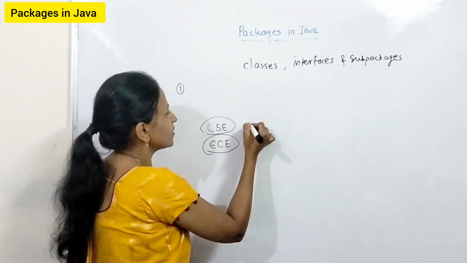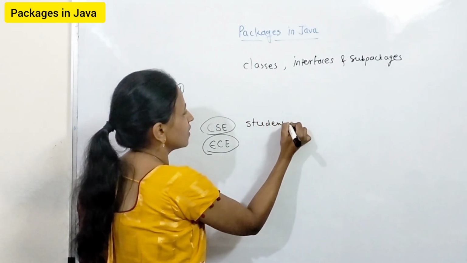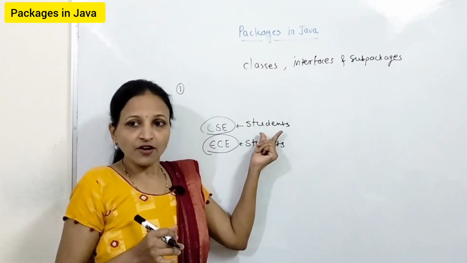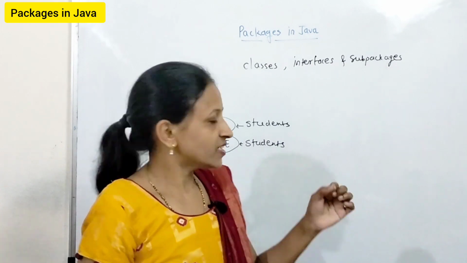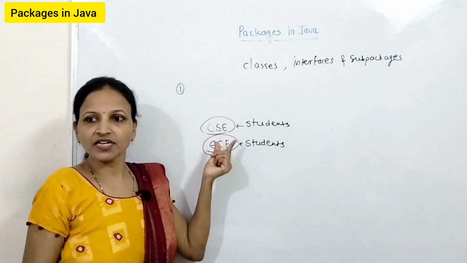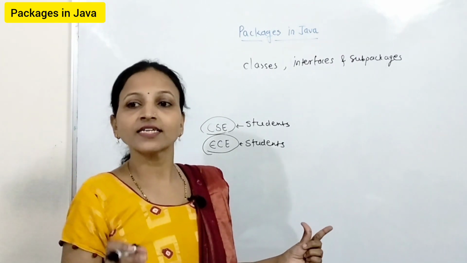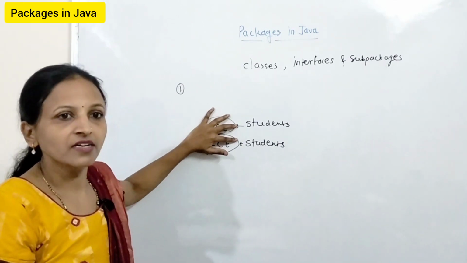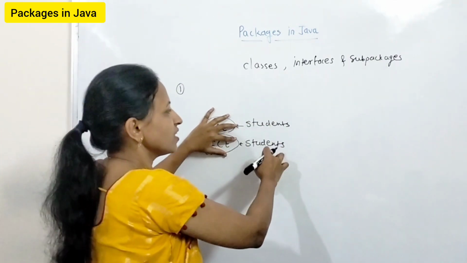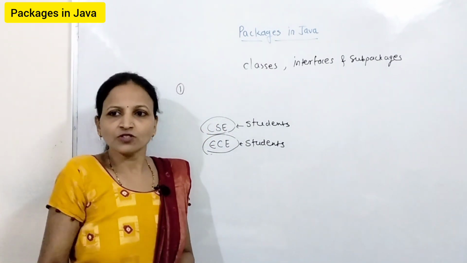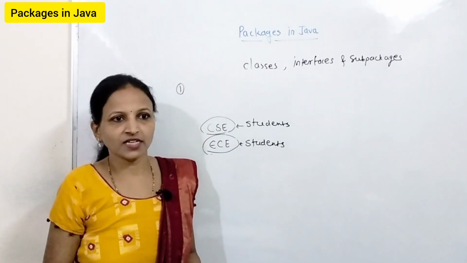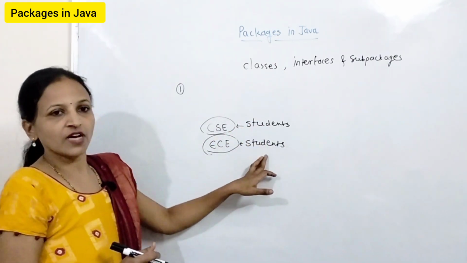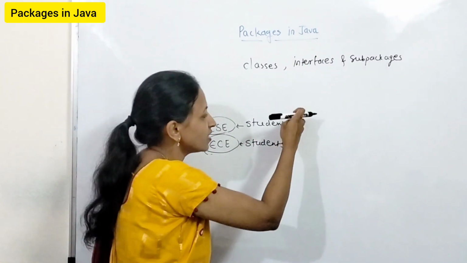Some students are from this and again students from that. I want to create a student class for the computer science department and again one more student class for the ECE department. Suppose there is no way to differentiate these two, then it is not allowed. We have to give different names to the two classes. Why do we create a class? To use it, to reuse it, to create objects of that class. Suppose there is no facility to distinguish these two classes, then we have to give different names to them.